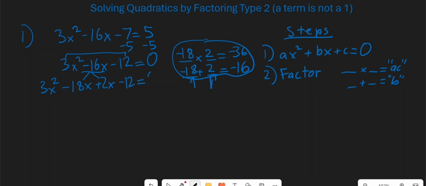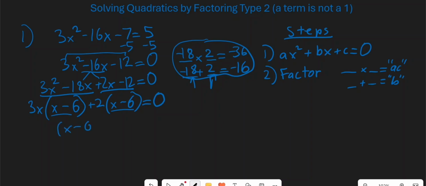This is factoring by grouping. The first two terms have a common factor of 3x, and 3x times x gives you 3x squared. 3x times negative 6 gives you a negative 18x. These two terms have a common factor of positive 2. So 2 times x gives you 2x, and 2 times negative 6 gives you a negative 12. And this, x minus 6, is your common factor, which is your first factor for the quadratic. The other one would be whatever is left, meaning 3x plus 2.